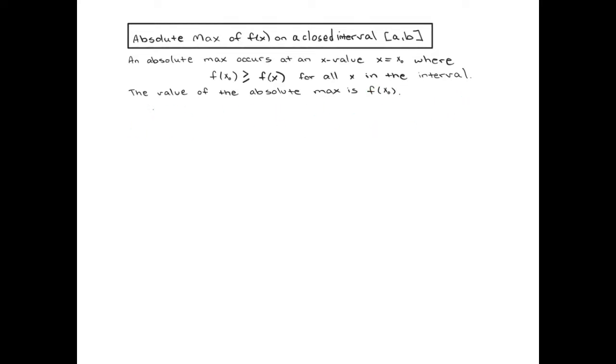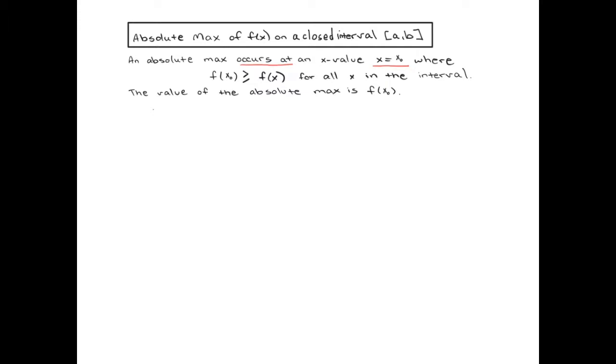Of course, we could also define an absolute min, and the absolute min would occur at an x value where the height of the function at that x value would be less than or equal to all other heights of the function in that interval. That would be called an absolute min. As you can see, the absolute min is totally analogous to the absolute max. We're going to focus on the max in the next slides.